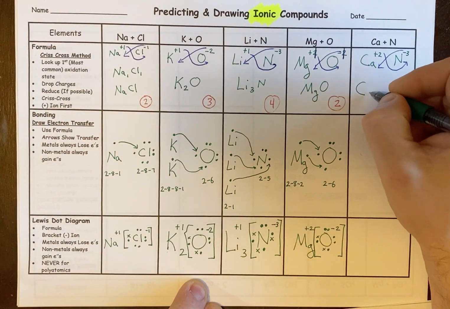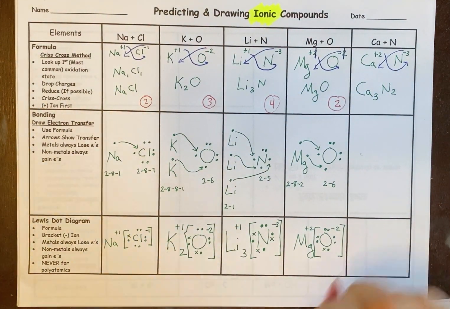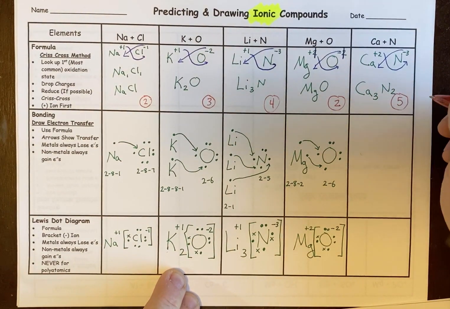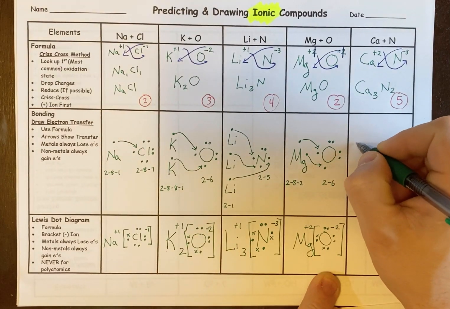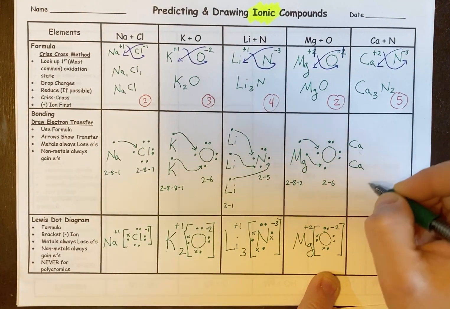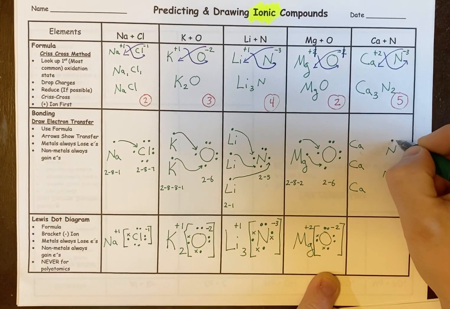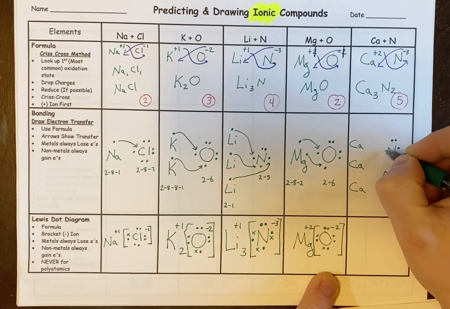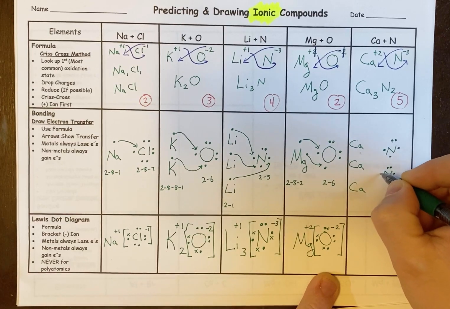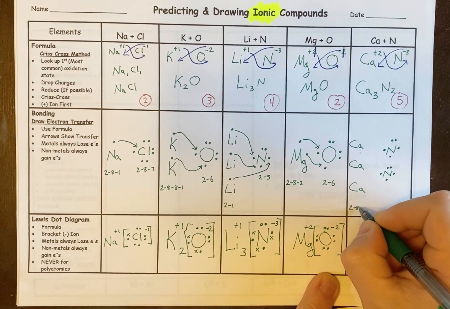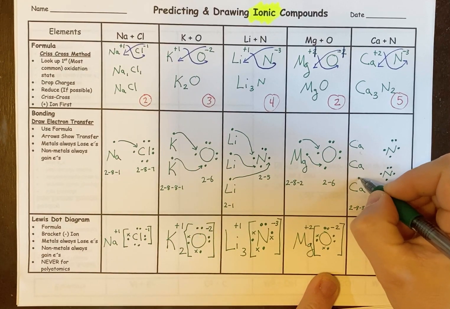My formula is going to be Ca3N2, 5 atoms. So I'm going to draw it up. My ends are going to have 5 valence electrons because of their configuration. Calcium is 2, 8, 8, 2, and nitrogen is 2, 5.